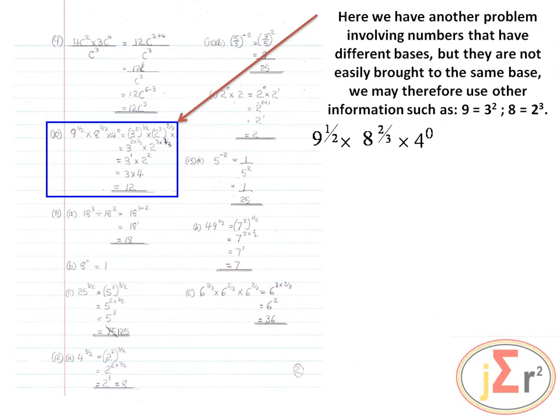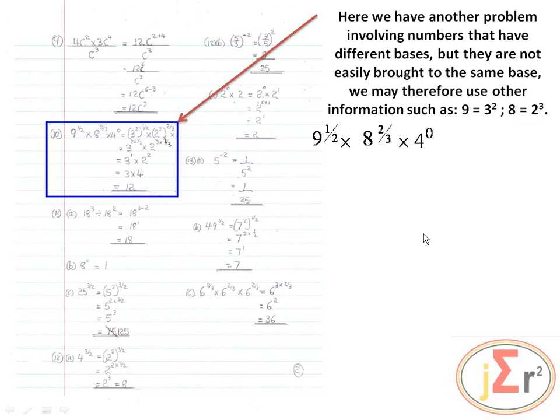Here we have another problem involving numbers that have different bases, but they are not easily brought to the same base. We may therefore use another bit of information that we have, such as 9 is equal to 3 to the power of 2, which is this 9 that we have here, and we are also making use of the fact that 8 is equal to 2 to the power of 3.